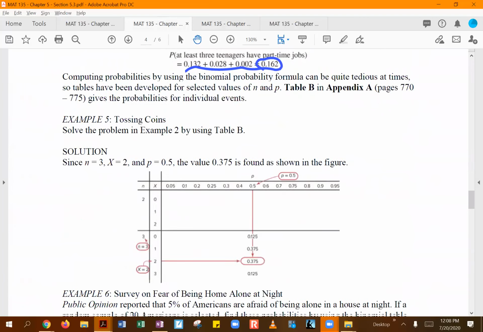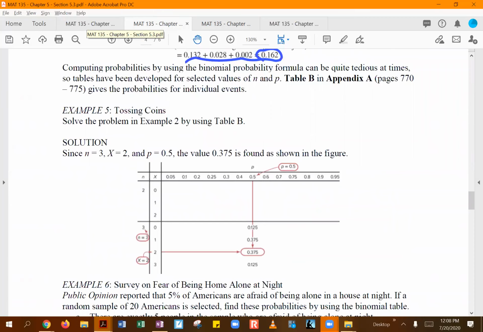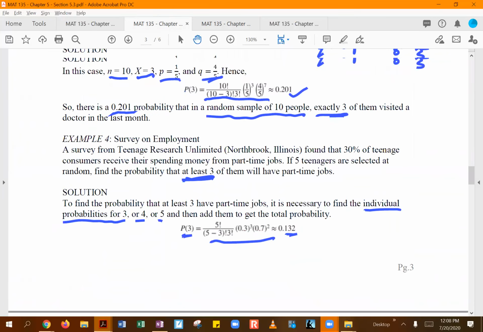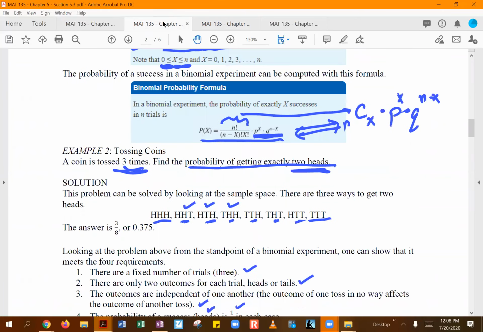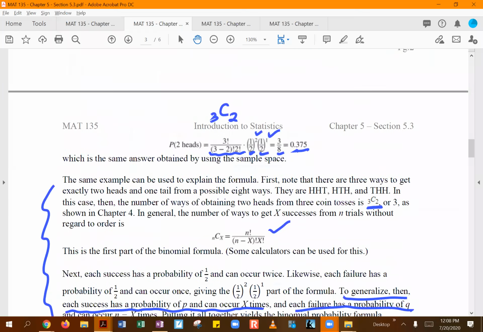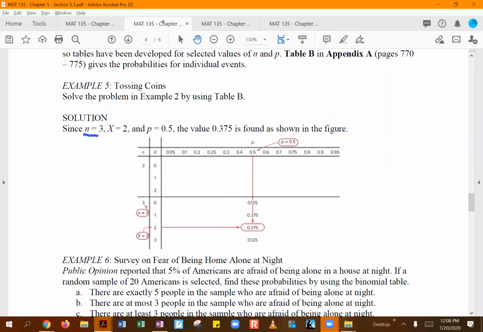So I think this next example is just showing us how to use the table. This is going back to example 2 that we looked at right at the beginning, where we were tossing the coin 3 times and looking for exactly 2 heads. In this case, your n value equals 3, x equals 2, and we know the probability of getting a head is 1/2, so that's your 0.5.